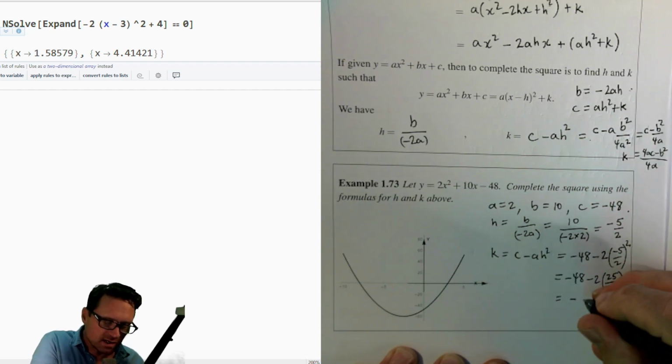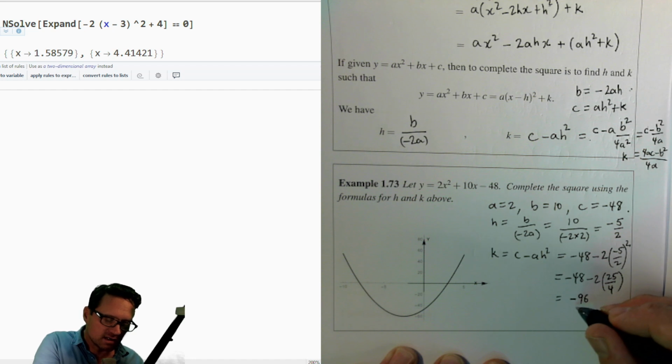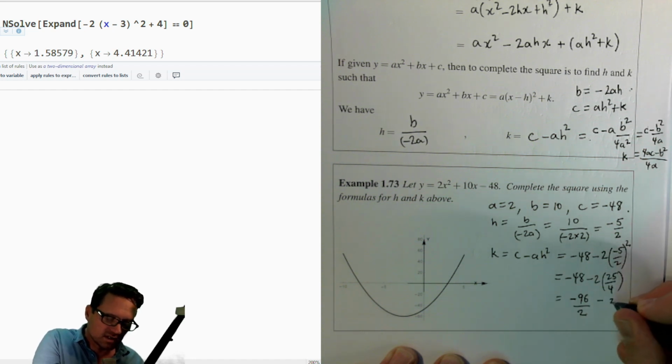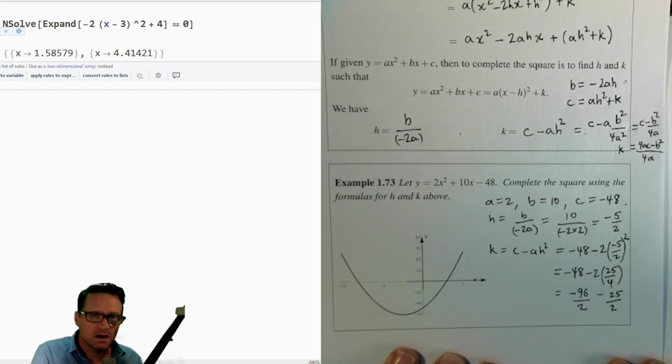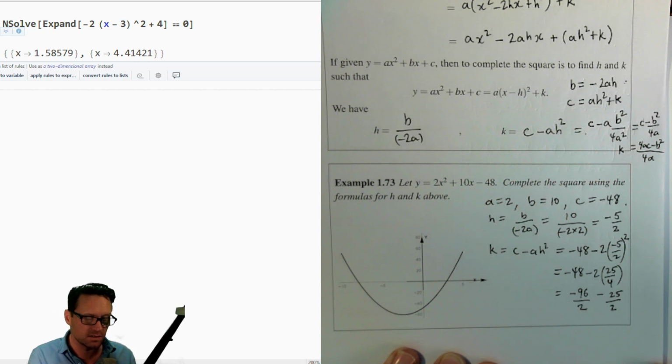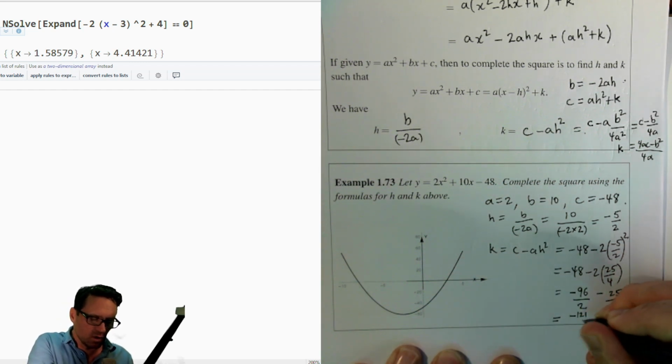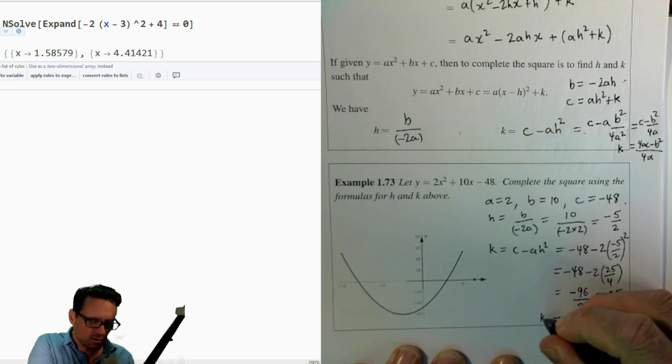So twice 48 is 96. So minus 96 over 2. And then this is minus 25 over 2. All right, now I want to add 96 to 25. So 96 plus 25 is 121. So for this, I get minus 121 over 2, and that's our k value.